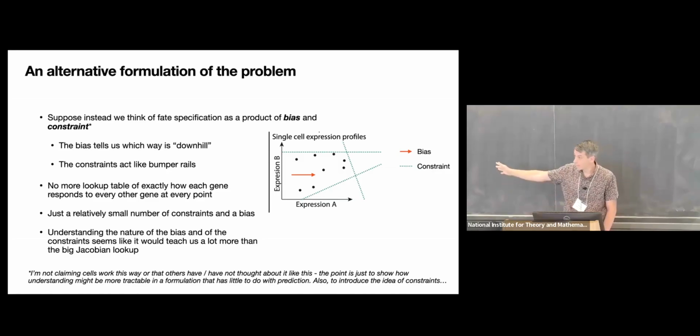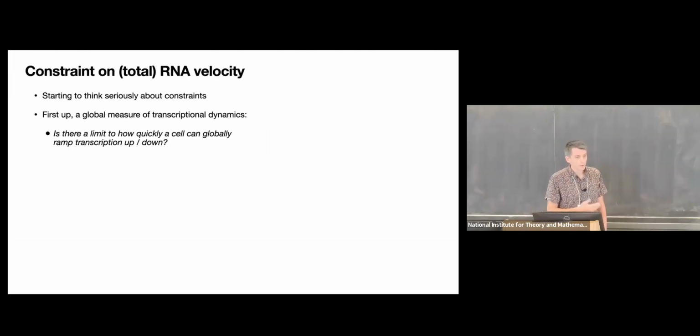So the rest of the talk is going to be trying to think a little bit more about constraints in this context that I've introduced so far. First up, we started thinking about this a couple years ago, and I'm going to recapitulate my wandering path through this idea of constraints in RNA velocity analysis. And there's going to be a tiny sprinkling of results in there a little bit.